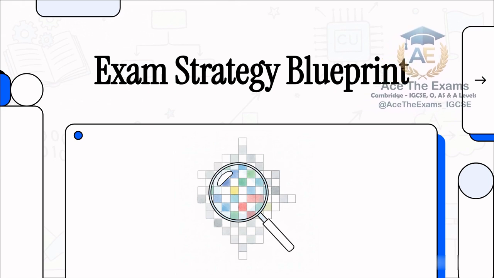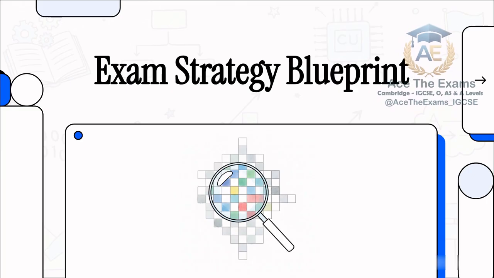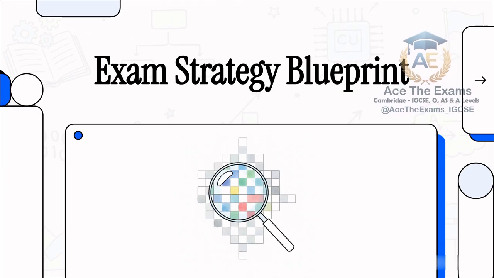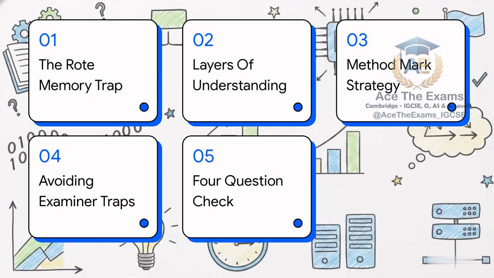Both of these recruits completely failed the mission. Why? Because they didn't understand the examiner's security system. They didn't know how to play the game. Well, today, we are going to fix that once and for all. So, let's look at your mission briefing.